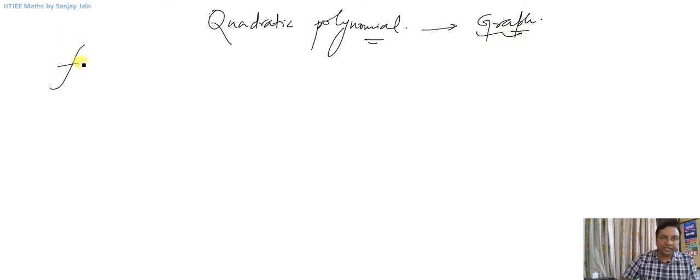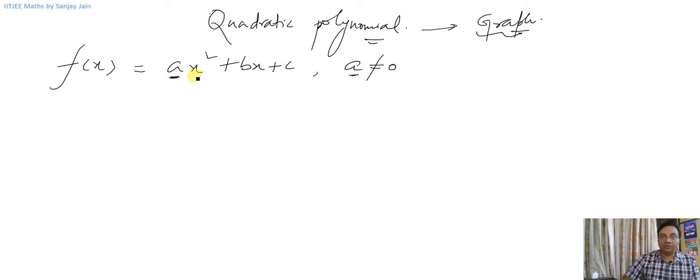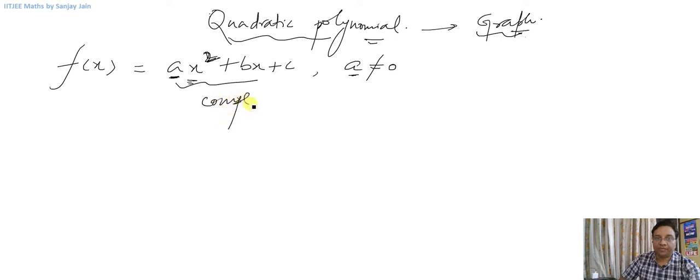So let me start by taking a general quadratic polynomial like ax square plus bx plus c. When I say it is a quadratic polynomial, then I am saying that a is non-zero, right? The leading coefficient, or the coefficient of x square term, is non-zero. To understand this quadratic polynomial, I will do some basic manipulations to convert it into a form where there is a complete square term. It is also known as the completing the square method of solving quadratic polynomials.